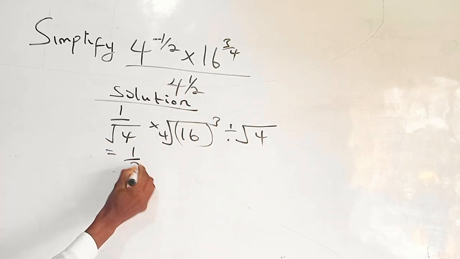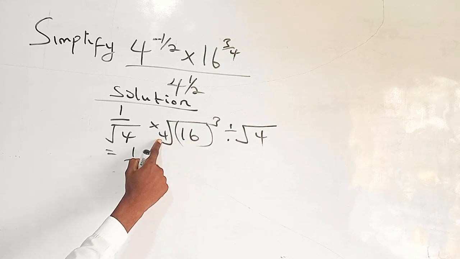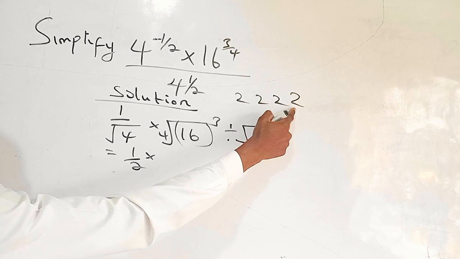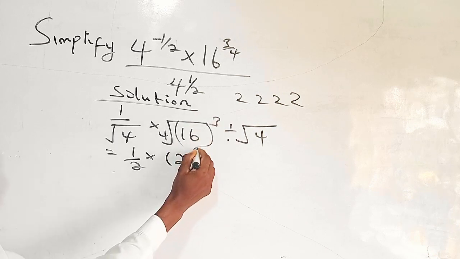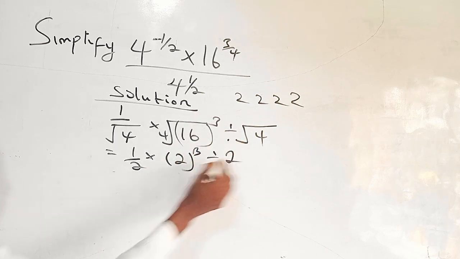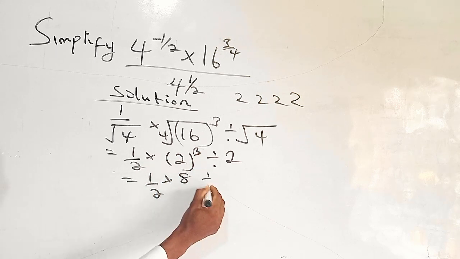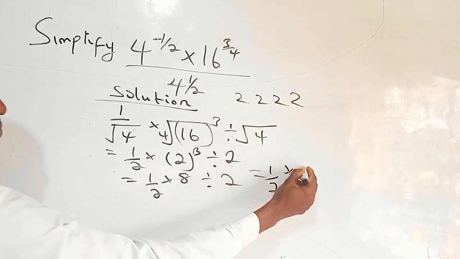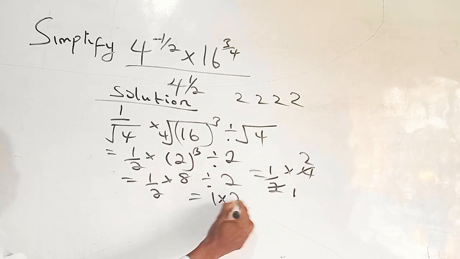So here I can say 1 over 2 times. So what this means is, what can I multiply 4 times? Okay, what's the 4th root of 16? That is 2. And I say 2 times 2 is 4, times 2 is 8, times 2 is 16. That is the 4th root of 16. So this raised to the power of 3, divided by the square root of 4, which is 2. So from here I can easily say 1 times 2 raised to the power 3 is 8, divided by 2. So in BODMAS, multiplication and division come first, so I have 1 over 2 times 4, and when I simplify, that gives me 2.